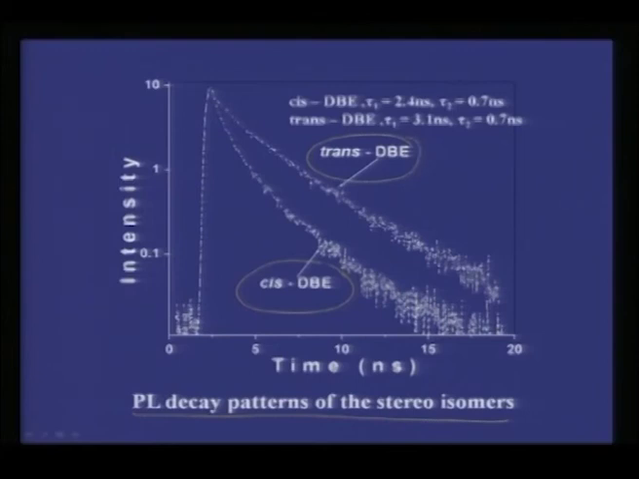This can be fitted to a double exponential model where both have nearly the same tau 2 values, which is 0.7 nanoseconds, but you have the tau 1 values which are different, where cis dB has a much faster decay component compared to trans dB.